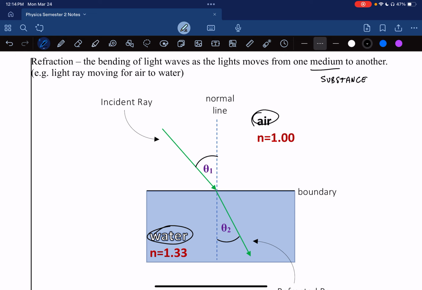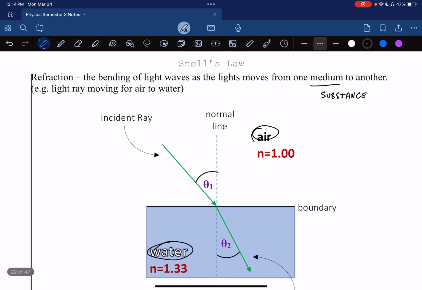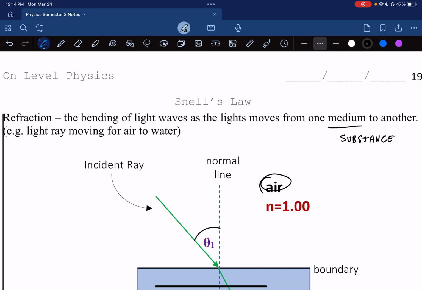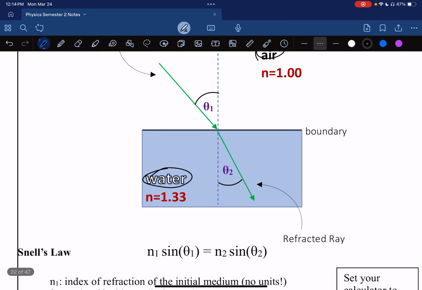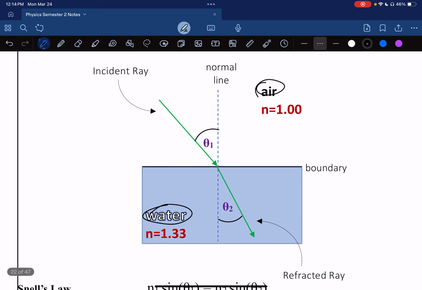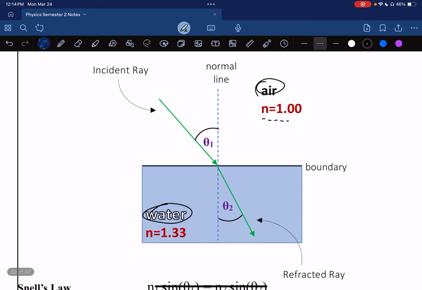And the mathematical relationship to help us predict what this new angle is going to be is what we call Snell's law, which is this equation right here. N1 sine theta 1 equals N2 sine theta 2. Theta 1 and theta 2 are those angles, and N1 and N2 are what we call the index of refraction. It's a number that's associated with the material that the light is traveling through. So air has a value of 1 and water has a value of 1.33.